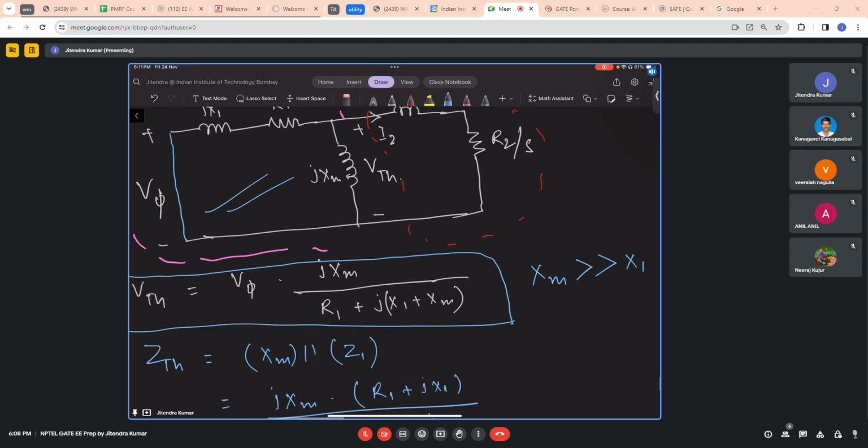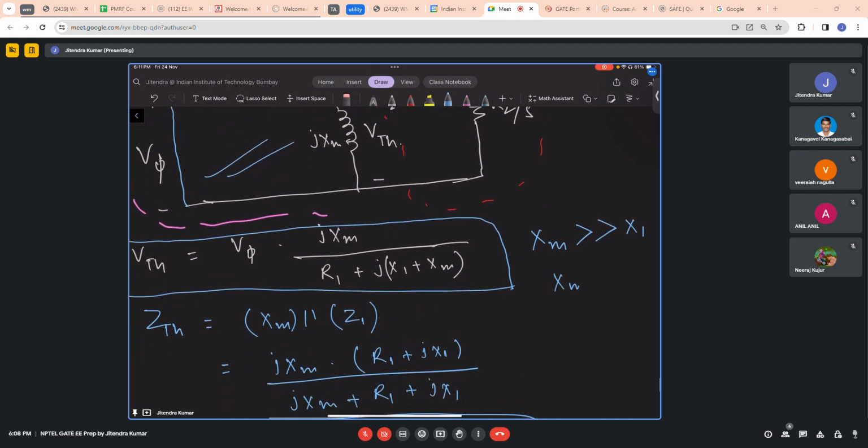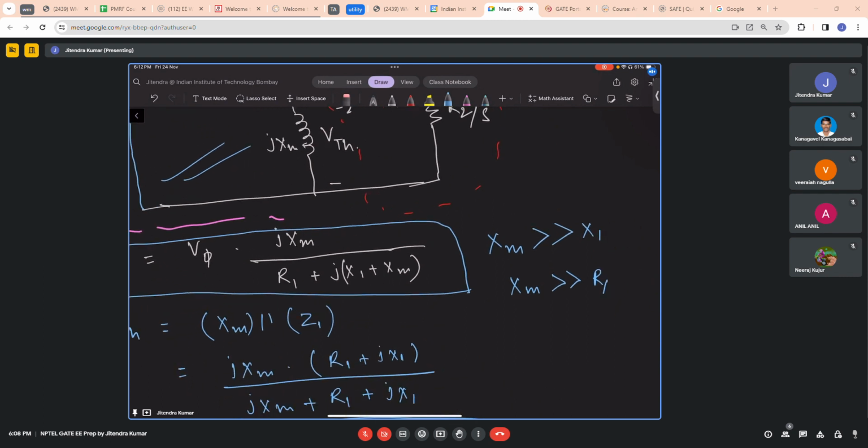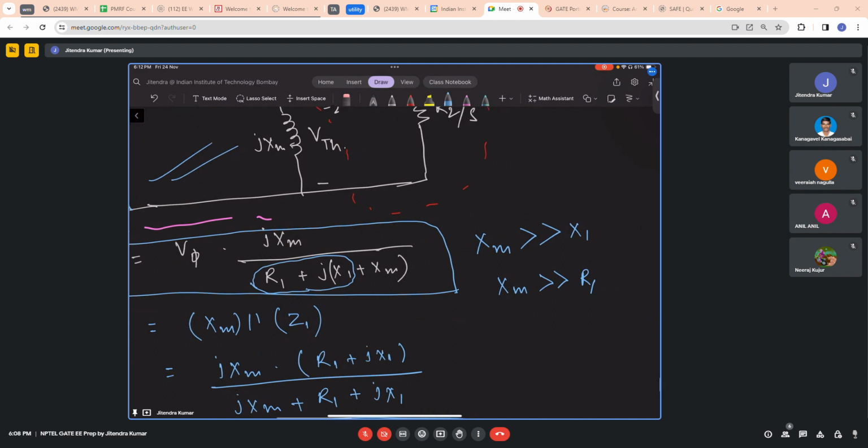Also, we can assume XM value will be much, much higher than R1. Why? Because R1 and X1 are leakage reactance and resistance, right? So leakage reactance or leakage impedance values are way smaller than the magnetizing inductance. So if we want to ignore R1 and X1 compared to XM, would that be an appropriate assumption? I hope it would be appropriate. It will not create much inaccuracy in calculation.